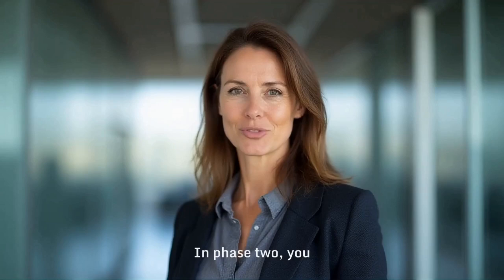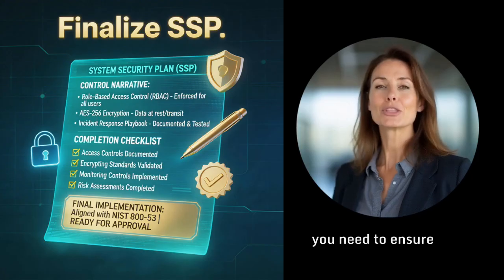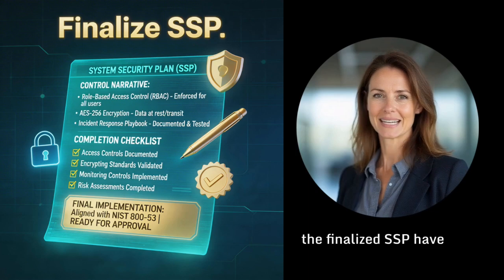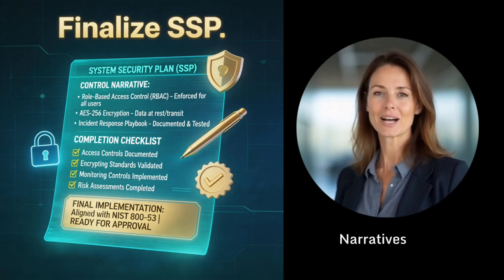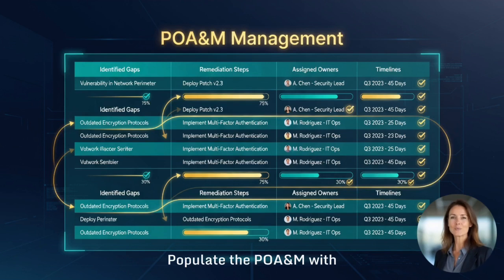In Phase 2, you finalize documentation including the System Security Plan, where you need to ensure the finalized SSP has detailed control implementation narratives, then develop the Security Assessment Plan, SAP, outlining 3PAO test procedures. Populate the POA&M with identified gaps and remediation steps, assigning owners and timelines.